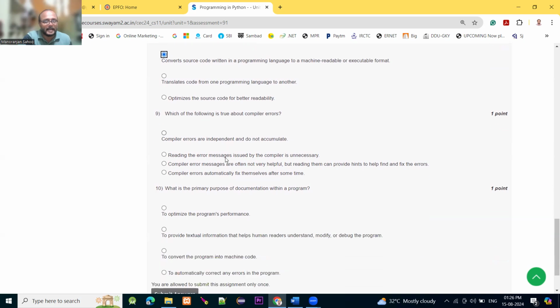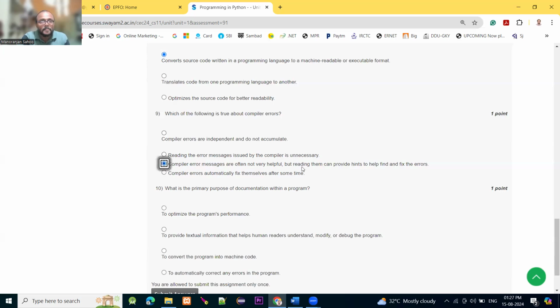Moving to question number 9. Which of the following is true about the compiling error? Compiling error. First option is compiling errors are independent and do not accumulate. No, this is not the right answer. Then option B, reading the error message issued by the compiler is unnecessary. No, this is not the right answer.